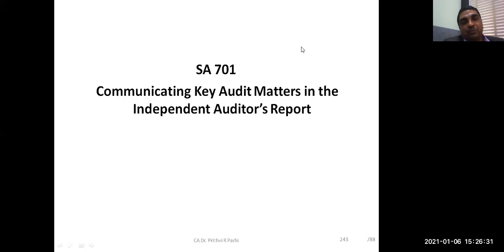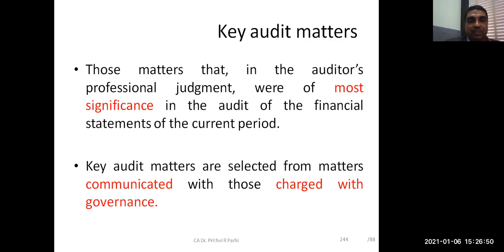Friends, here is one more concept we need to learn. This is about the KAM, that means key audit matters. Key audit matters are explained in detail in Standard on Auditing number 701, communicating key audit matters in the independent auditor's report. We will be understanding what this KAM, or key audit matters, is.